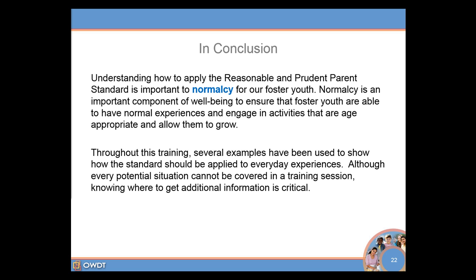Understanding how to apply the reasonable and prudent parent standard is important to normalcy for our foster youth. Normalcy is an important component of well-being to ensure that foster children are able to have normal experiences and engage in activities that are age appropriate and allow them to grow. Throughout this training, several examples have been used to show how the standard should be applied in everyday experiences. Although every potential situation could not be covered in a training session, knowing where to get additional information is critical.